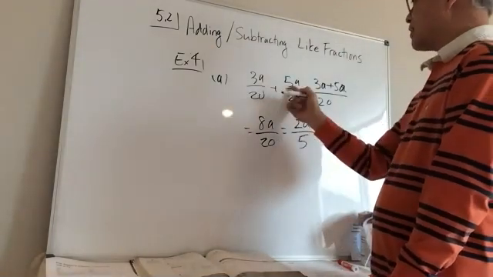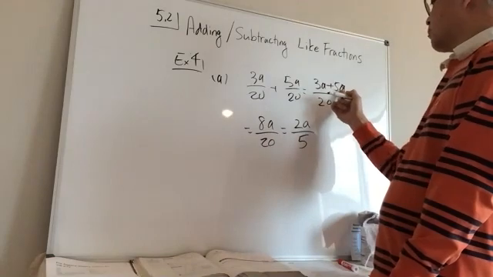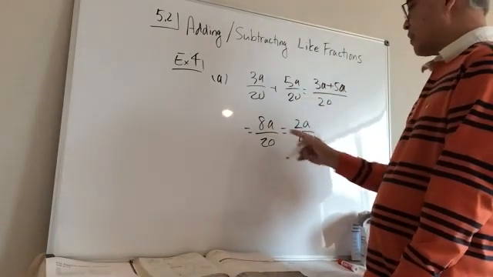Okay, so you just combine these, right? So it's basically 3a plus 5a, which is 8a. And then you simplify the numbers.